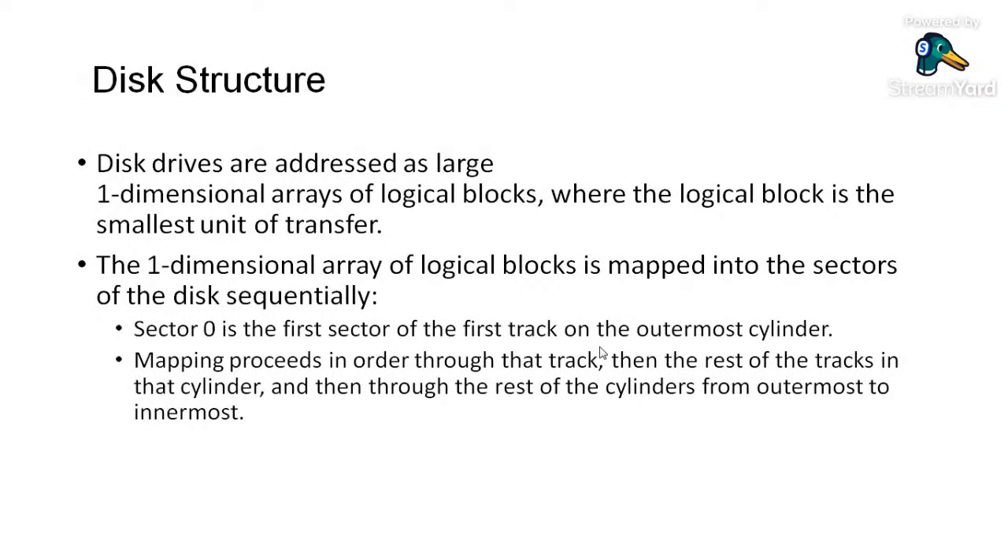Now the disk structure. Disk drives are addressed as large one-dimensional arrays of logical blocks, where the logical block is the smallest unit of transfer. The one-dimensional array of logical blocks is mapped into the sectors of the disk sequentially, wherein sector 0 is the first sector of the first track on the outermost cylinder. Mapping proceeds in order through that track, then the rest of the tracks in that cylinder, and then through the rest of the cylinders from outermost to innermost. So this way the internal working of the disk takes place.